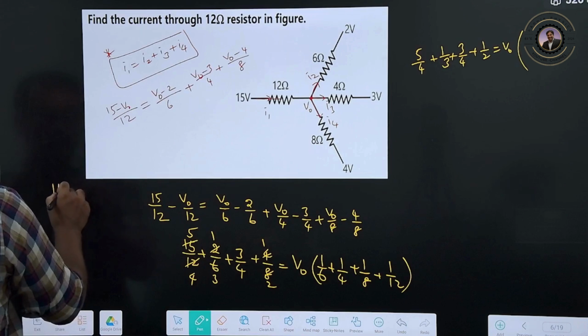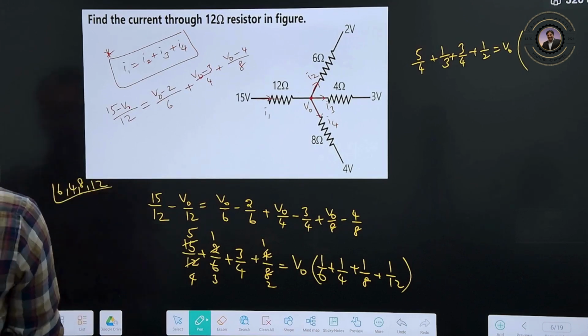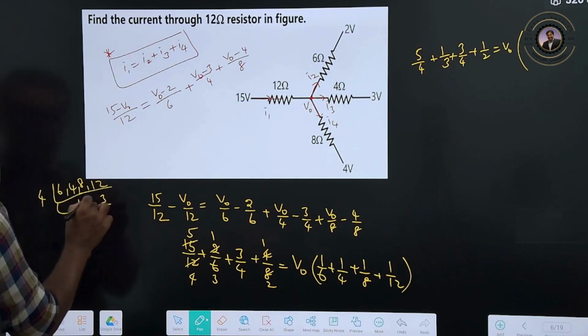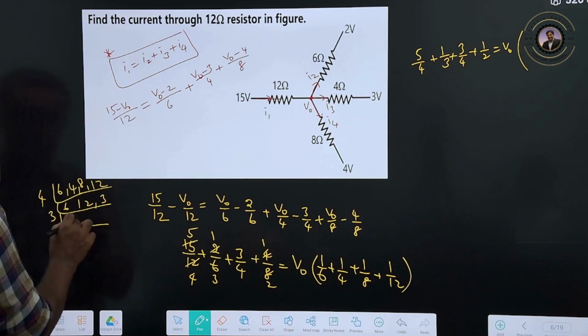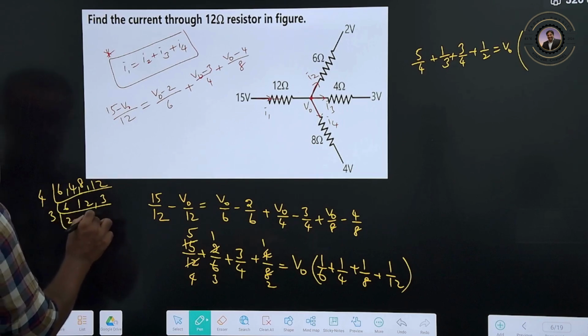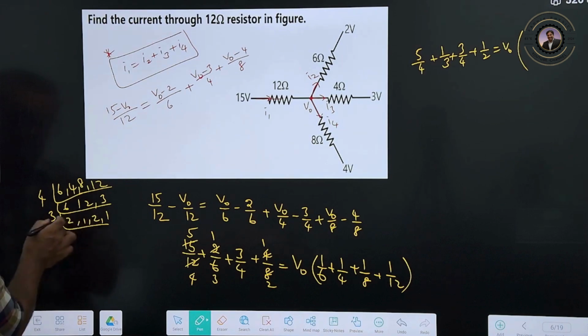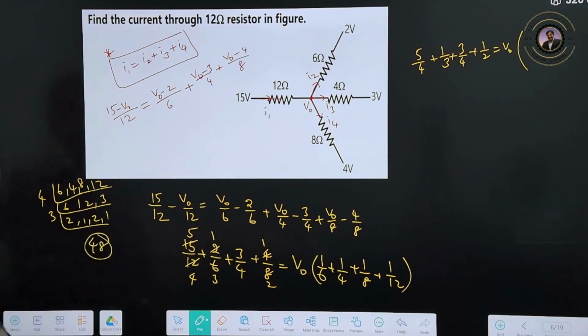Let us see here, 6, 8, 12. 4 I can write down, therefore 1, 2, 3, 6. So 3 I can write down, 3 2s are 12. So this is 12. 4 12s are 48, 48 should be our denominator.